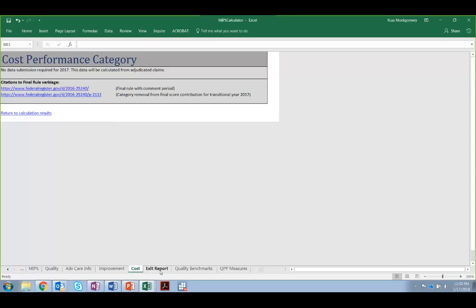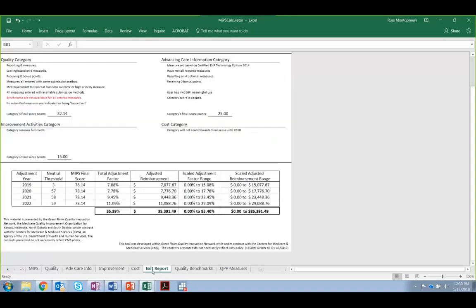Okay, so I've entered in all my information, and this is what it has given me as results. So you see here that it's projecting for 2019 payments, and that's the first year of payment adjustments under MIPS, that the increased reimbursement would be $7,000, and you can see here that that amount goes up year over year based on the scores that I entered.